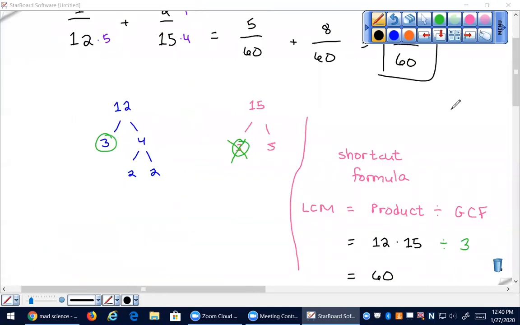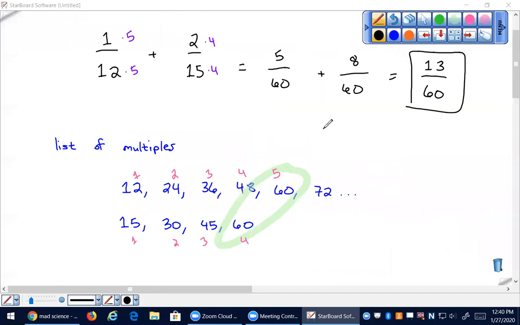Some people like using a shortcut formula and have fewer numbers, but it's not really any faster. Your calculator is doing the arithmetic anyway. And then some people say, I don't like either of those. I'm just going to list the multiples until I hit something that's on both lists.